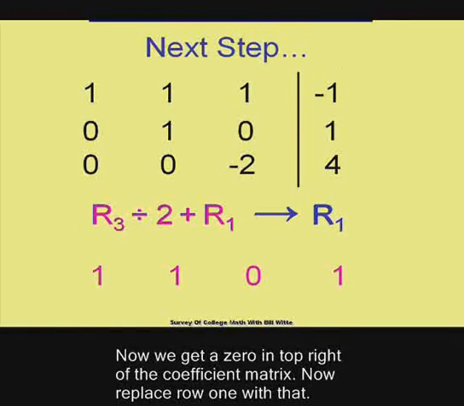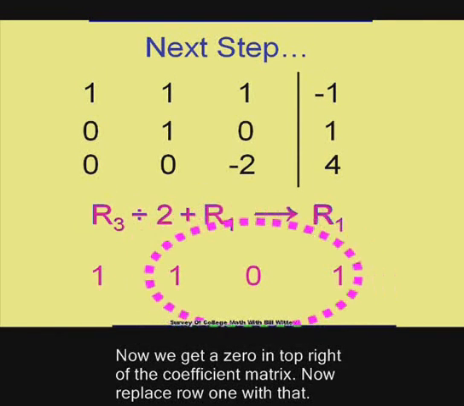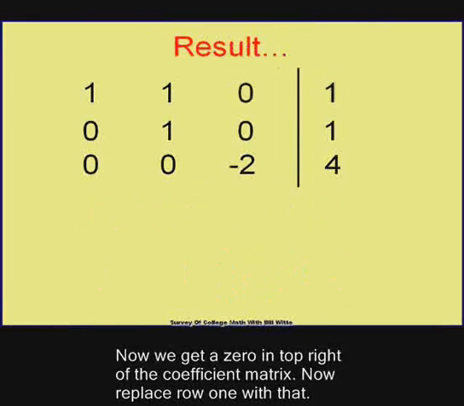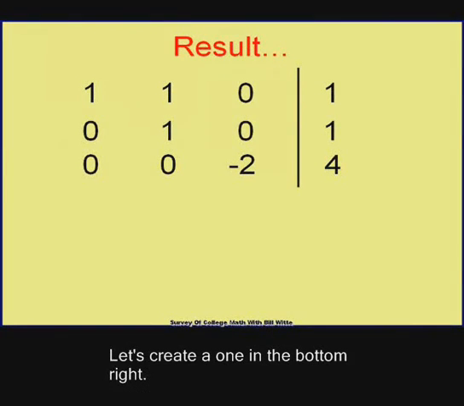That's why I need a 0 in that top right, I should say top right of the coefficient matrix. And I'll replace row 1 with that. And that'll create that home run of a 0 right there. Now I'm looking good. I'm getting there.